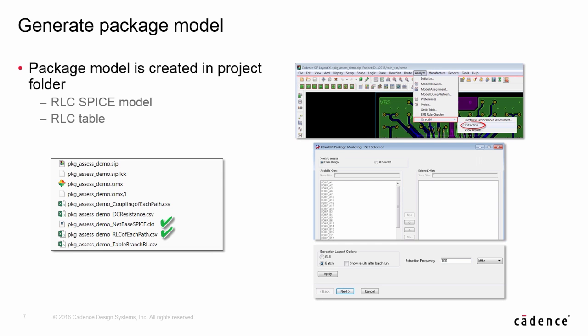The layout designer can also generate an RLC report from APD, including a SPICE model and RLC table. With just a few parameter inputs, you are all set to generate a package model. Next, we'll demo XtractIM access from Allegro Package Designer for a flip chip package design.